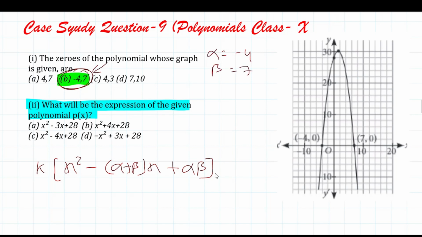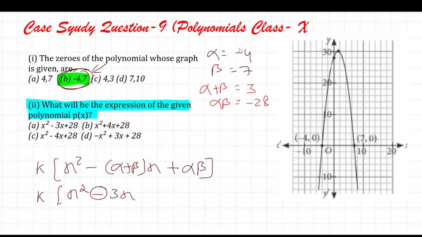So what I can do is find the sum and the product. The sum, alpha plus beta, is what? Minus 4 plus 7 is 3. And the product of the zeros is the product of these two, which is minus 28. Now, what we are going to do is simply replace this sum and the product, right? So this is x squared minus, and the sum from here is positive 3, so it is 3x.